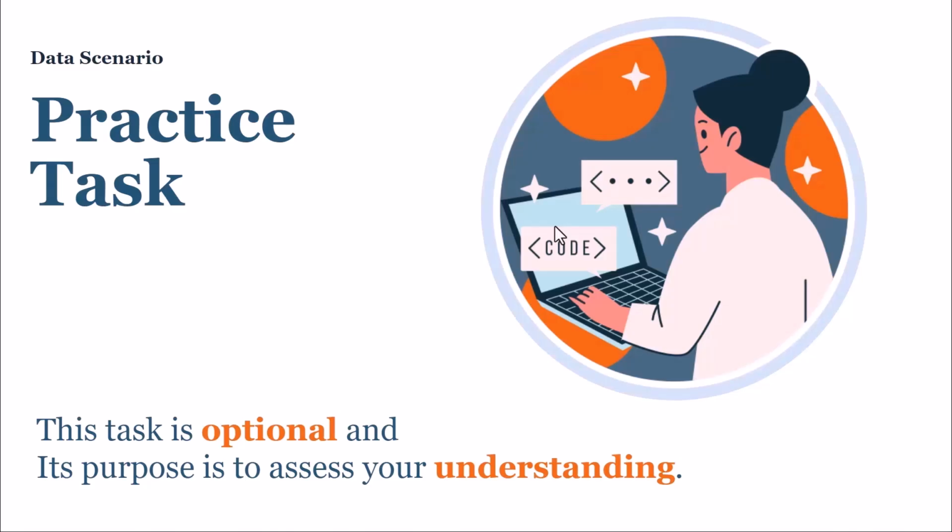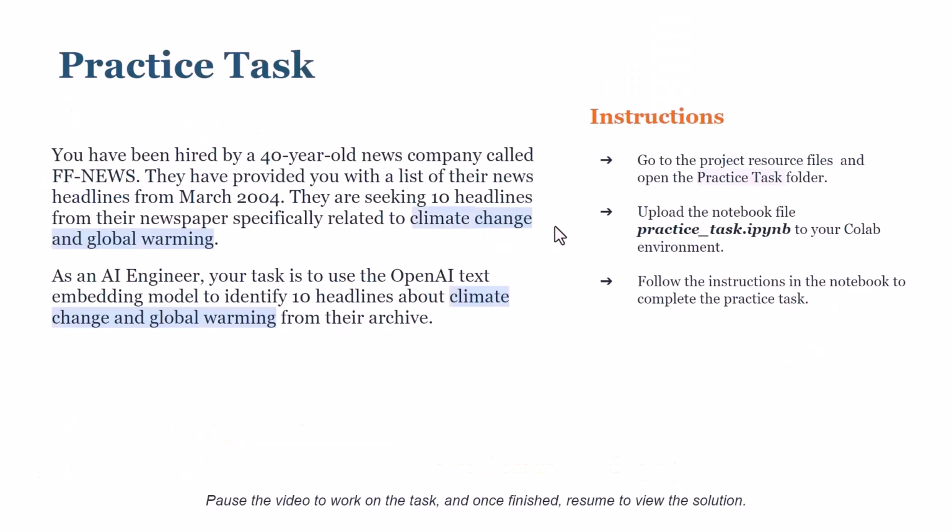Hello everyone, and welcome to this practice task. This task is optional and its purpose is to assess your understanding. You have been hired by a 40-year-old news company called FF News. They have provided you with a list of their news headlines from March 2004. They are looking for 10 headlines from their archive specifically related to climate change and global warming. As an AI engineer, your task is to use the OpenAI text embedding model to identify 10 headlines about climate change and global warming from their archive.